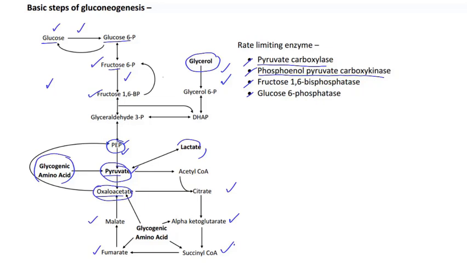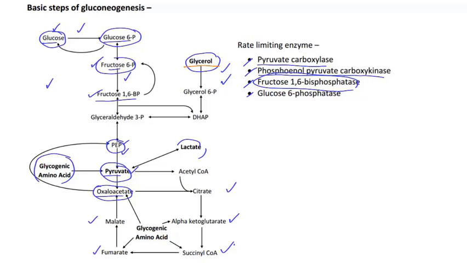Now, to produce fructose 6-phosphate from fructose 1,6-bisphosphate, fructose 1,6-bisphosphatase enzyme can help us. And at last, glucose 6-phosphatase enzyme helps us to convert glucose 6-phosphate into glucose. So, we have overcome all the 3 steps. Rest of the reaction is very easy.